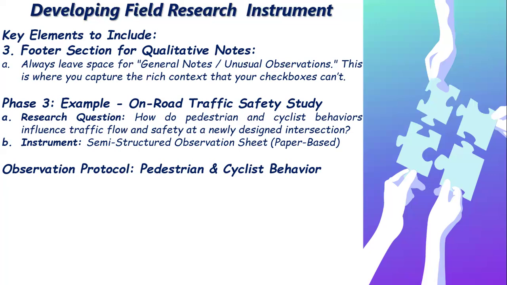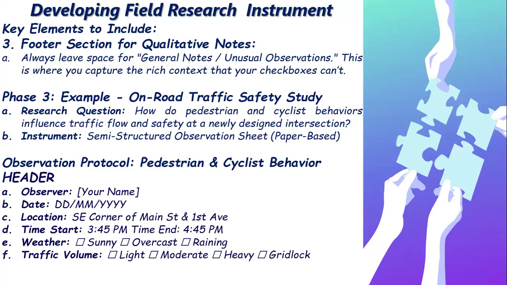Observation protocol: pedestrian and cyclist behavior. Key elements include a section for qualitative notes. Always leave space for general notes and unusual observations. This is where you capture the rich content that your checkboxes can't.